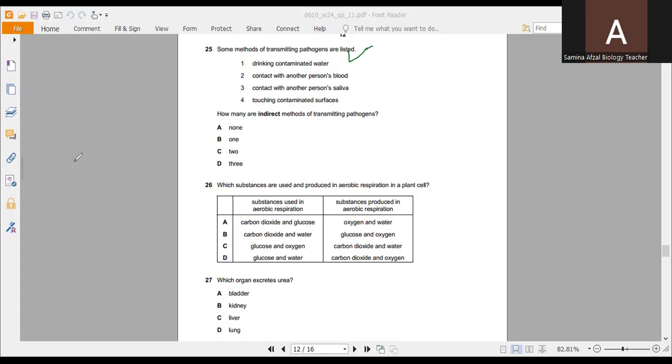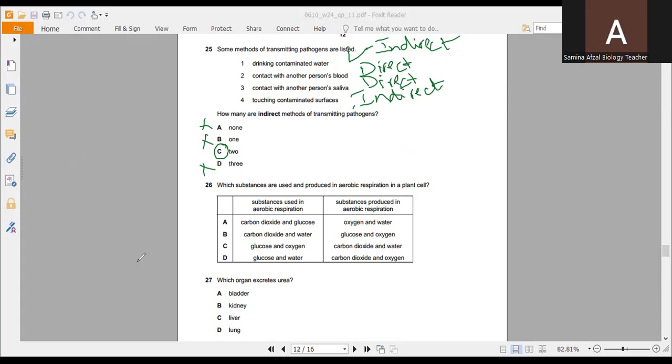Contact with another person's blood, which is direct. And contact with another person's saliva, again, this is the direct method. Drinking contaminated water, I have not written. Indirect method. That is, the pathogens are present in water. Touching contaminated surfaces, again, this is the indirect method. So 1 and 2, only 2 methods are there. So the answer is C.